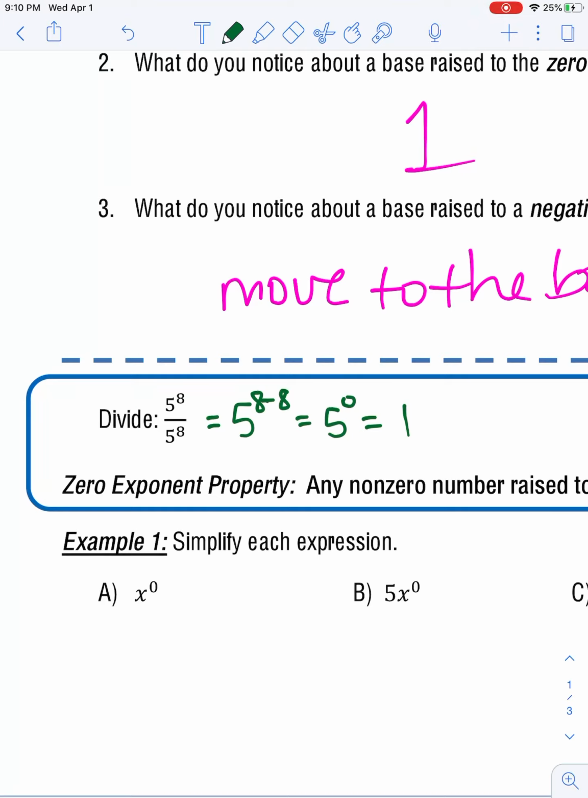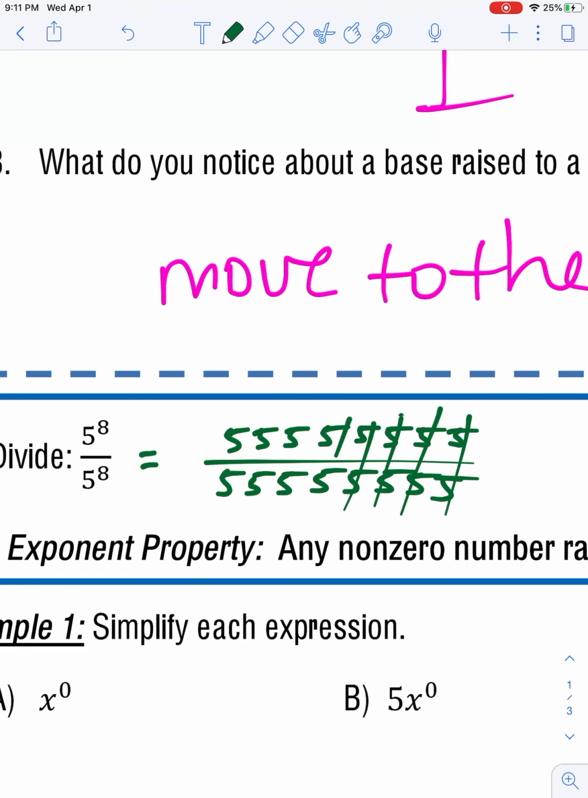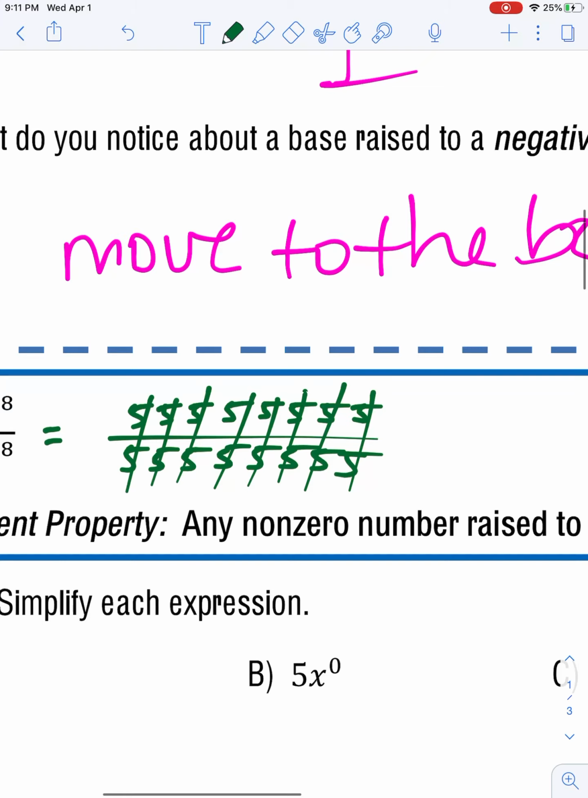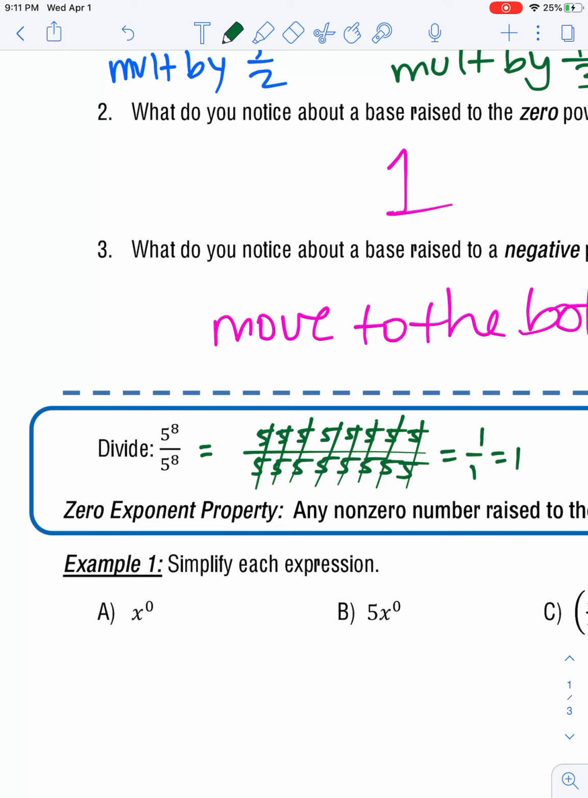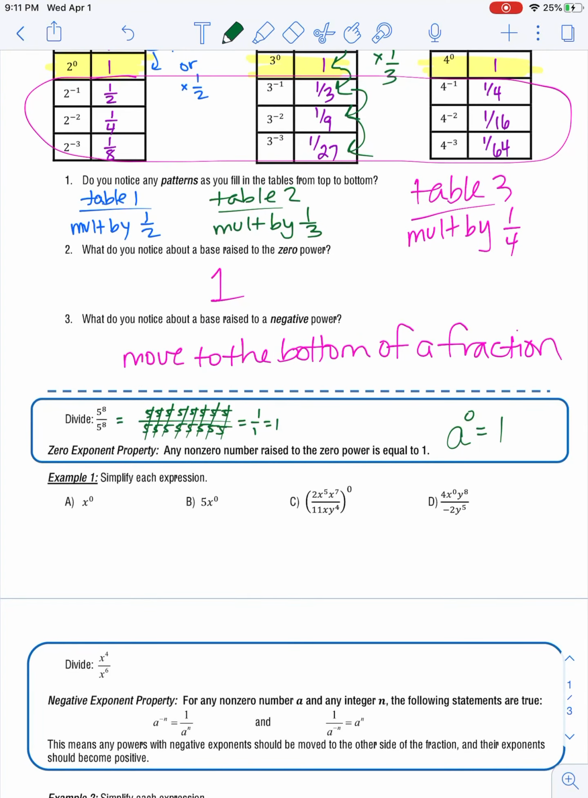Another way we could come up with that is we have 5 times itself 8 times on top, and on the bottom, same thing. 5 to the 8th power is 5 times itself 8 times. So if these cancel, we're left with 1 over 1, which is 1, because everything cancels. So the rule here is that anything to the 0 power equals 1, like we see here and like we saw in the 3 tables above.